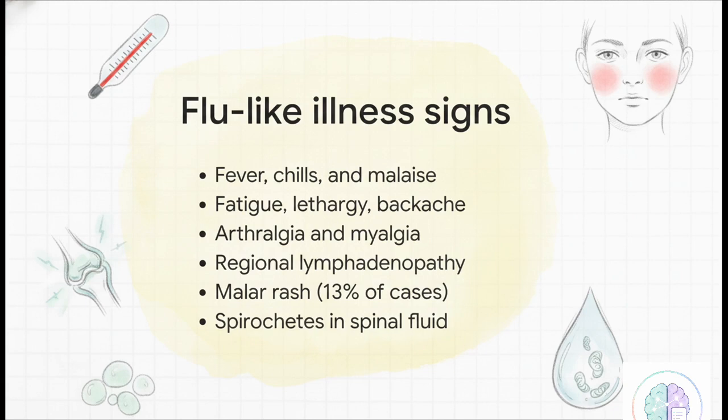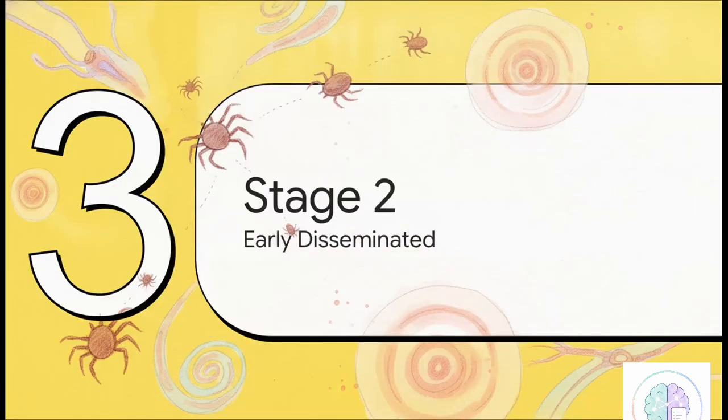And here is a vital clinical point that is so often overlooked. Within just 30 days of the tick bite, those Borrelia spirochetes can already be demonstrated in the cerebrospinal fluid. The spread happens incredibly fast. But what happens if this early localized disease goes completely untreated? That brings us to Section 3, Stage 2, Early Disseminated Disease.